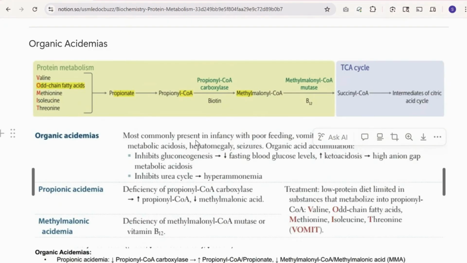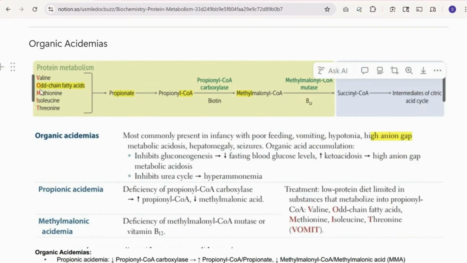Now, this essentially is a part of gluconeogenesis, right? But I put it here because the next video about glucose metabolism would be very big, right? So protein metabolism, or just gluconeogenic compounds, they end up going and making one common thing, which is propionate, right? Which is basically a fatty acid.